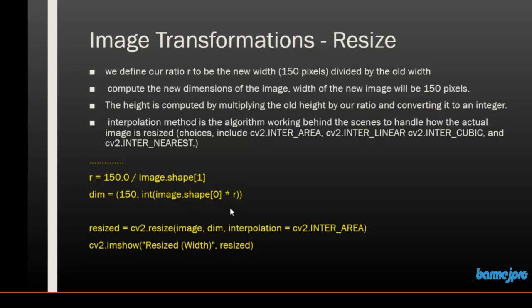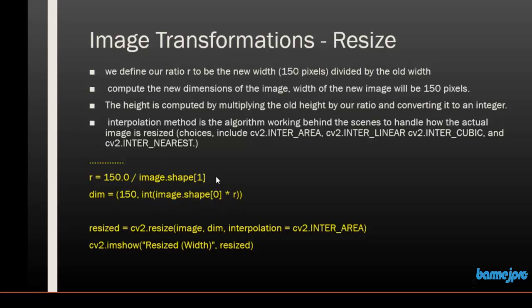To find the dynamic height, we use the ratio R, which is 150, the new width, divided by the old width, and we multiply that value with the height of the image. This is the formula we are going to use. To find the ratio, we divide the new width by the old width, and to find the dimensions of the new image, we keep the width constant. Then the height is found by multiplying the current height of the image with the ratio value. That gives us the width, and this part gives us the height.